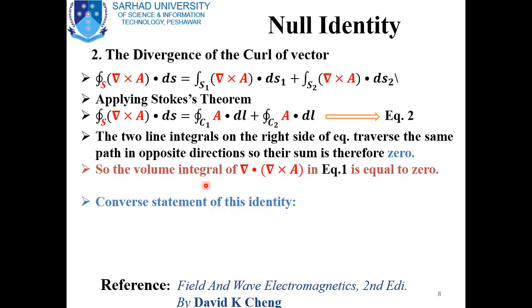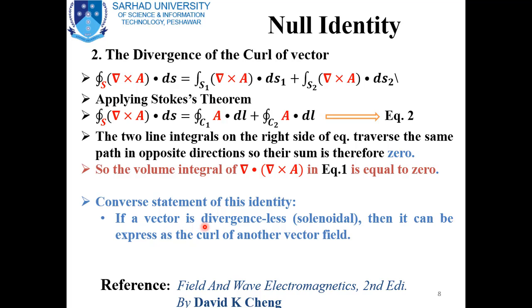And we can also say that a vector B which is divergenceless, or solenoidal, can be expressed as a curl of another vector, as the divergence of B is always equal to 0. So if the divergence of B is equal to 0, then B must be solenoidal, and we can write B as a curl of another vector. So B is equal to curl of A. Here A is known as the magnetic vector potential.